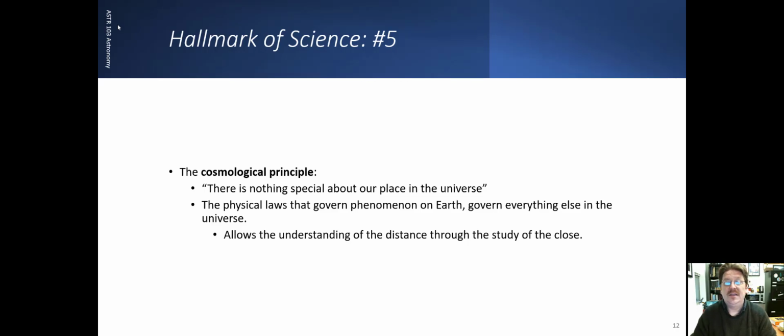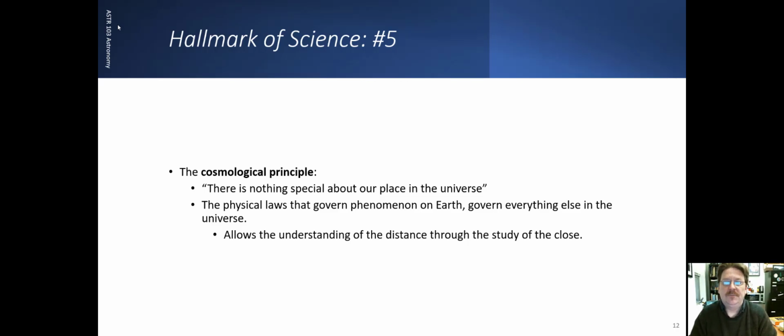So the example I like to give is if you drop Mentos into Diet Coke, it's going to explode. If you're on Jupiter and drop, let's say Europa, because you can stand there, if you drop Mentos into a Diet Coke, it's going to explode. If you do it in the Andromeda Galaxy, you got it, it'll explode.